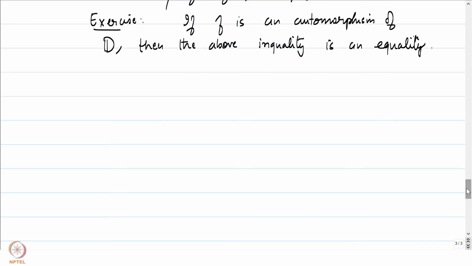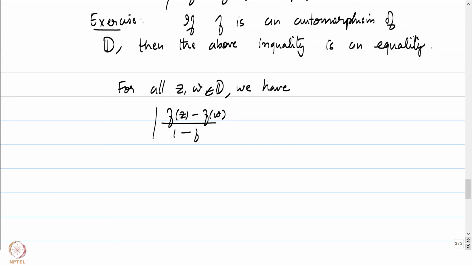So what did we just establish? We just established that for all Z, W in the unit disk, we have the absolute value of f of Z minus f of W by 1 minus f of W bar times f of Z is less than or equal to the absolute value of Z minus W by 1 minus W bar times Z.